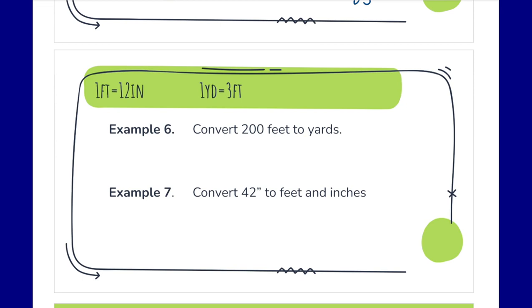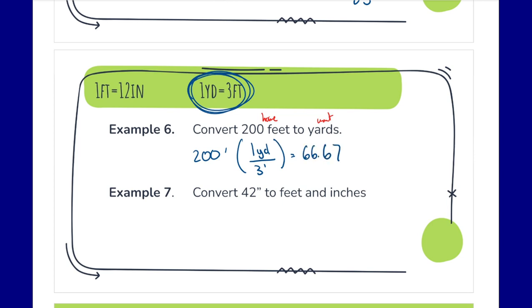Example 6, converting feet to yards. So we have a unit rate looking at feet and yards. We can start off with the units we have, which is 200 feet. And we want yards. So we're going to take the 200 feet, multiply it by the unit rate. We're going to put the yards on top because those are the units we want, divided by 3 feet. Those are the units we have. So essentially this works out to 200 divided by 3, and we get 66.67 or 66.6 repeating yards.